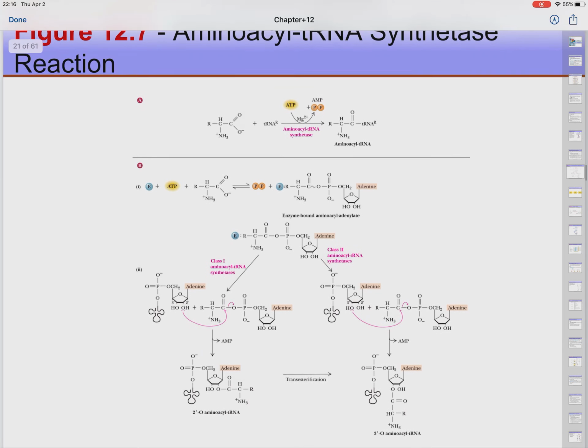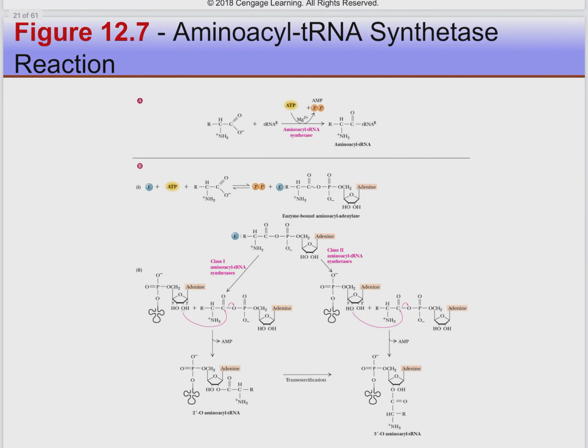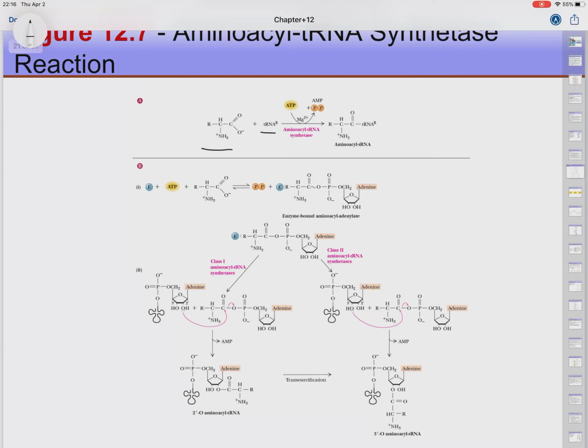Okay, so here's the diagram. A and B. A is just showing us the overall reaction, that an amino acid and a tRNA with some energy is going to form an aminoacyl tRNA, so a loaded up tRNA, an activated amino acid. B here is showing us those two steps. So step 1, we have the enzyme, ATP, and the amino acid. We're going to get some energy. We're going to hydrolyze that ATP bond. We're going to get our enzyme, that's enzyme bound now to this amino acid, and we're going to have transferred an adenine monophosphate onto that molecule.